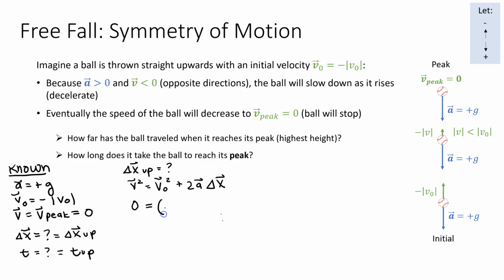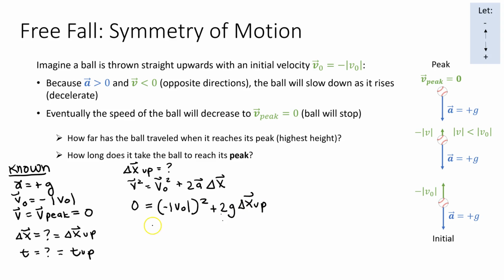This is equal to minus the magnitude v naught squared. So that whole thing has to get squared. So make sure you include your sign inside your parentheses because it's included in v naught. And so we have to make sure that we square the whole thing. All right, plus 2g for acceleration, and then delta x up, which is of course what we're looking for.